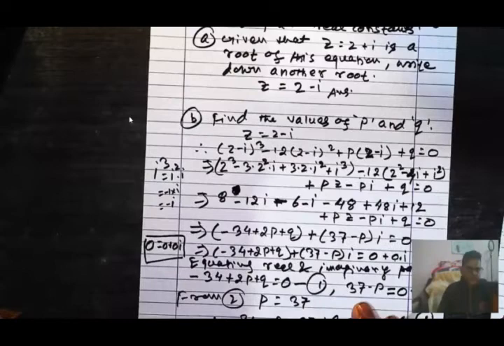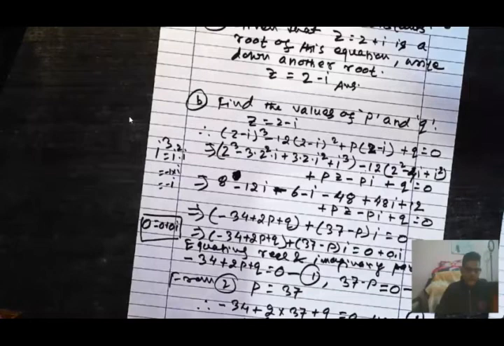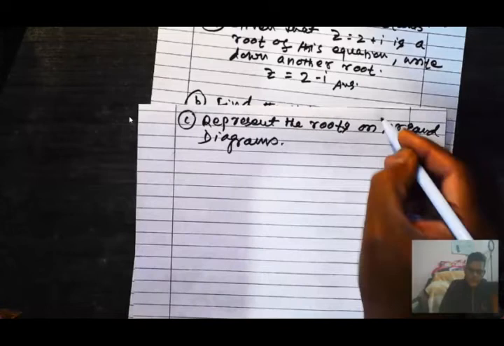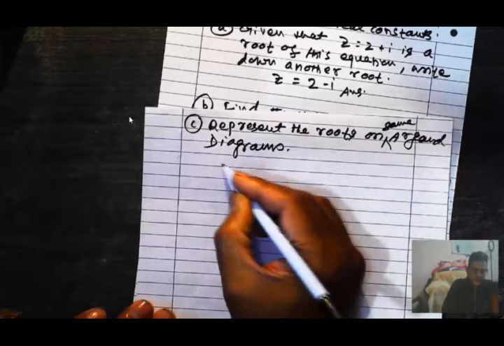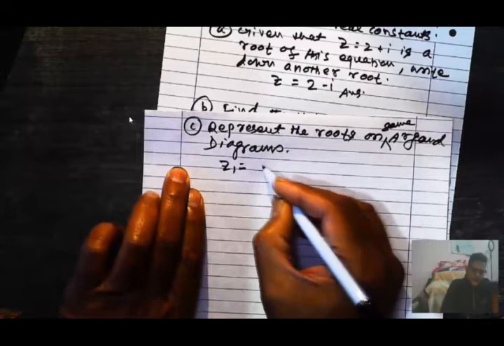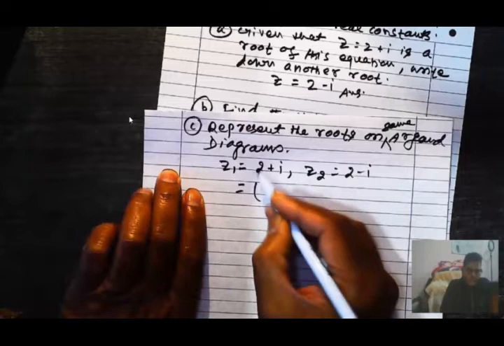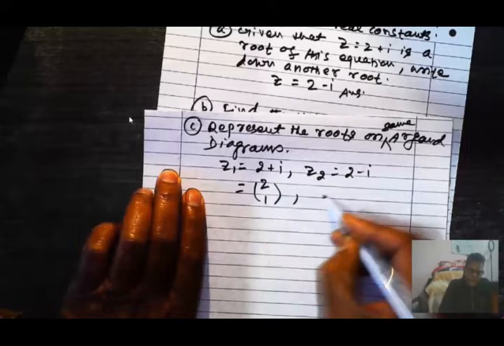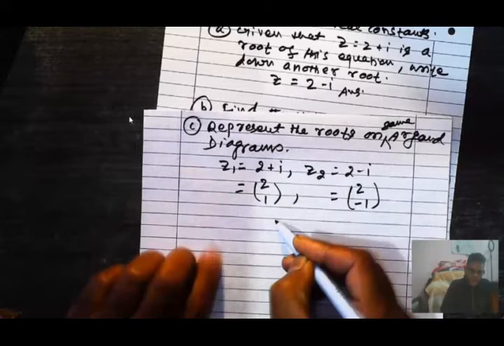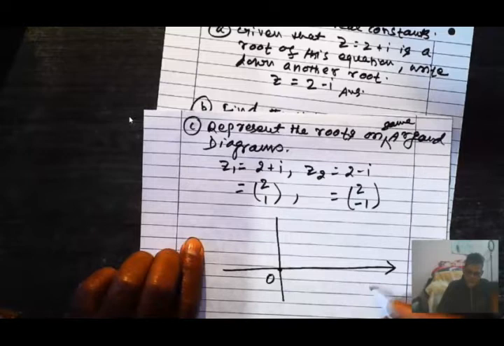In the same example, if it asks you to represent the given roots on the same Argand diagram, then one root you can call g1, or just g, no problem. So g1 is 2 plus i, and you found another root g2 as 2 minus i. In vector form, the x component is 2, the y component is 1, and here the x component is 2 and the y component is minus 1. Now go to the rectangular axes of complex numbers, this is 0, this is real z, and along the y-axis it is imaginary z, okay?